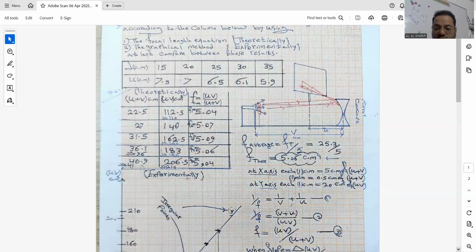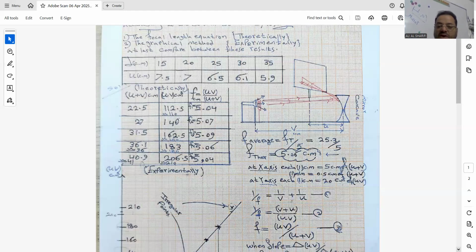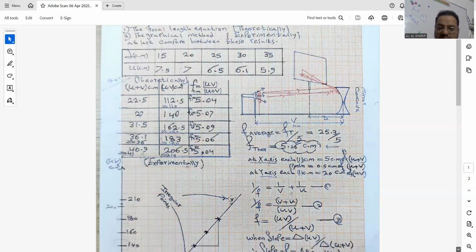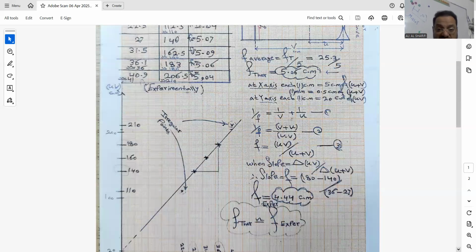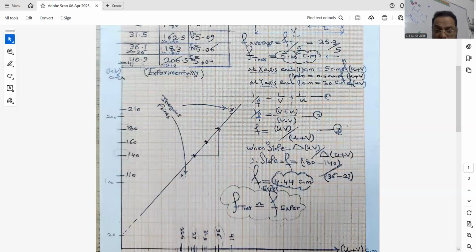Now let's go to the experimental focal length measurement. Here, at X will be U plus V from this equation, and Y will be U multiplied by V. By that, I can prove slope equals focal length. Let's calculate the focal length experimentally again and take a look if these are near each other or not.